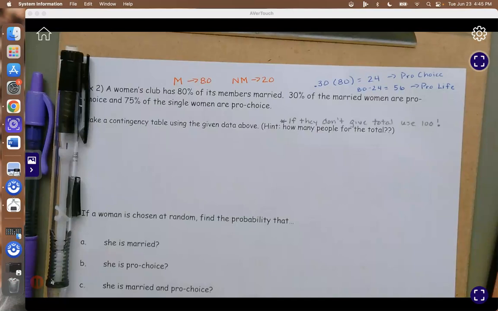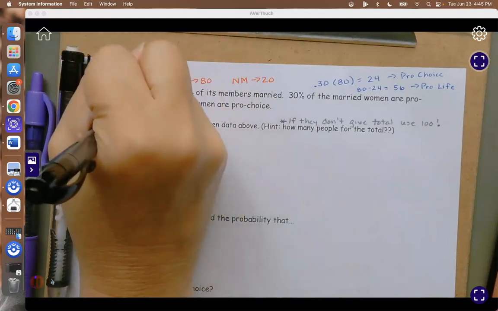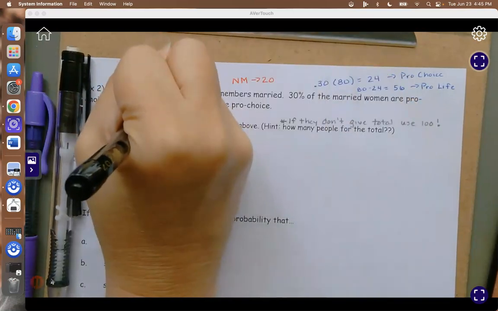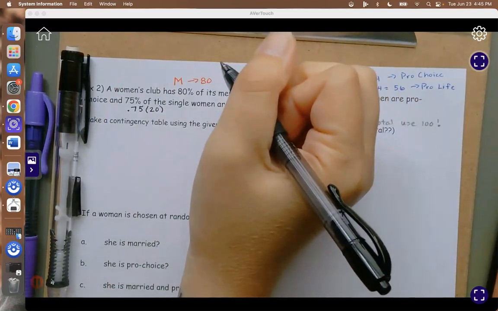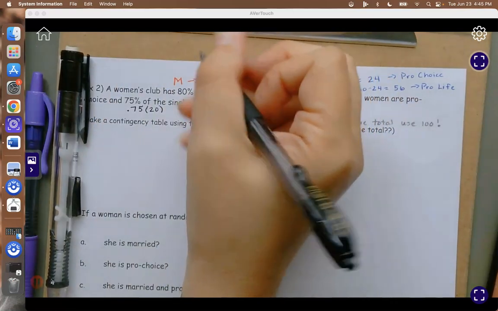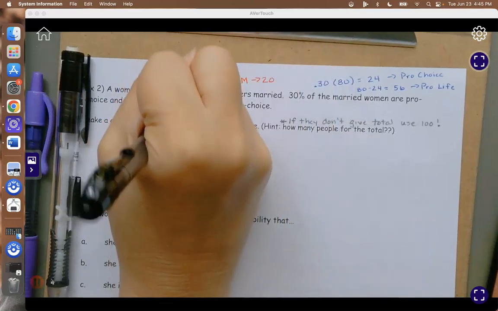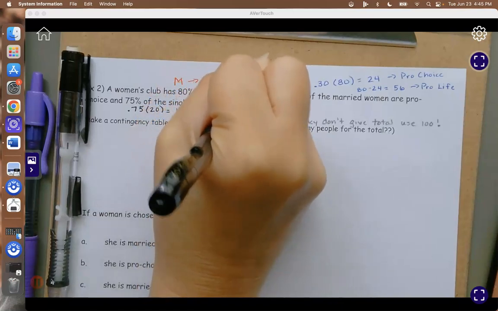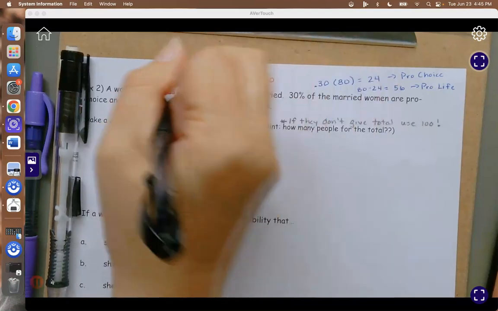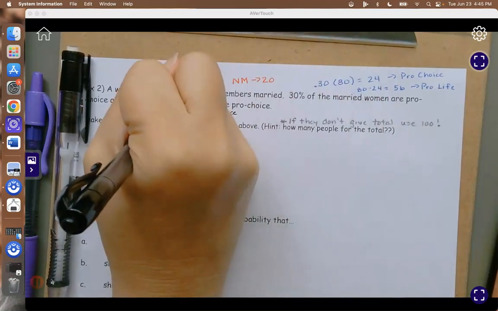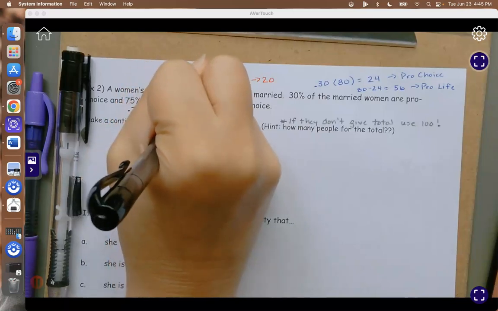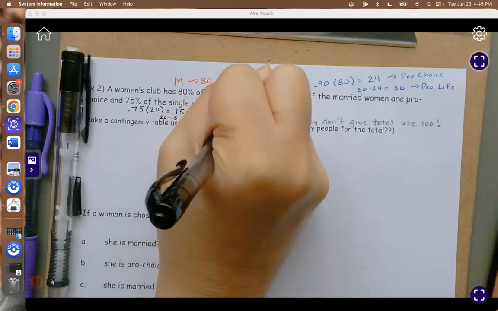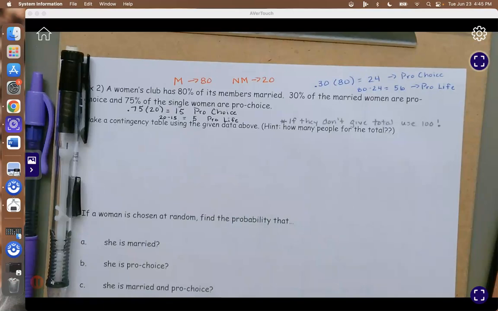Then we can come down. And it says 75% of your single, which is you're not married, are pro-choice. So 75% of 20 is 15. This is pro-choice. And then there were only 20 of those, so 20 minus 15 gives you 5 that are pro-life.